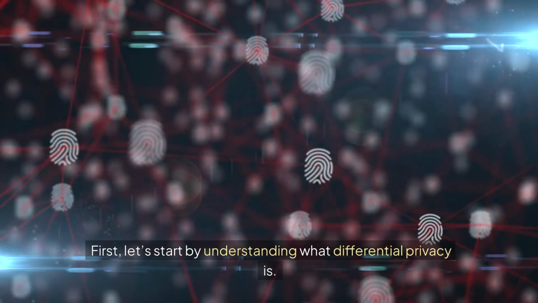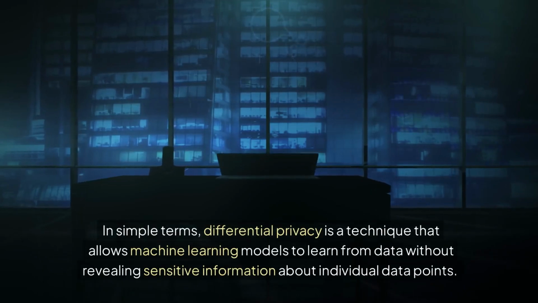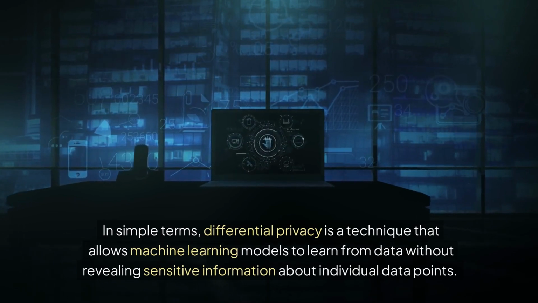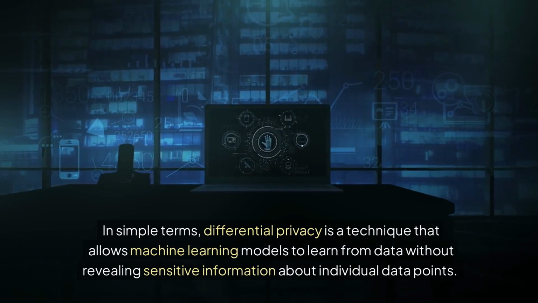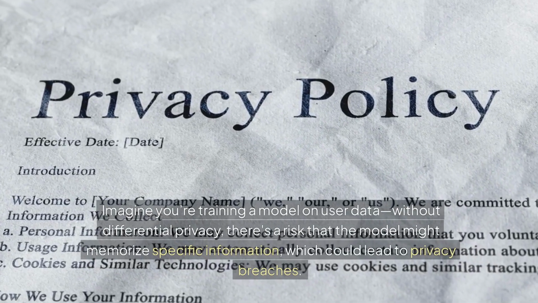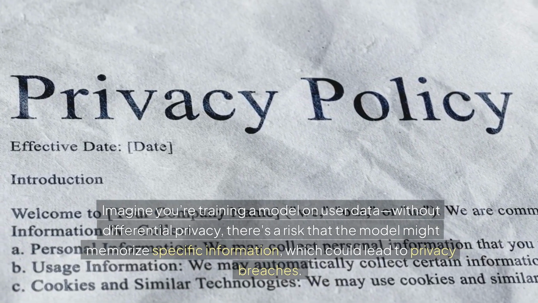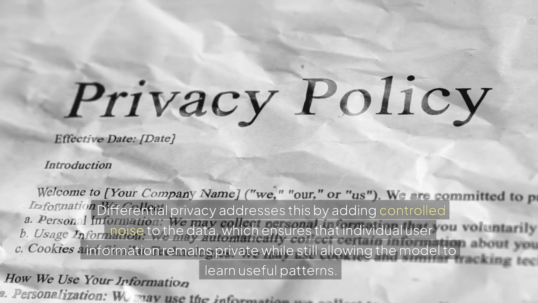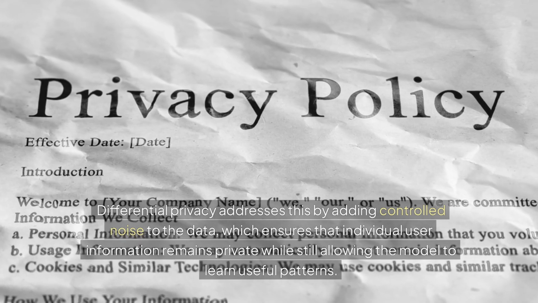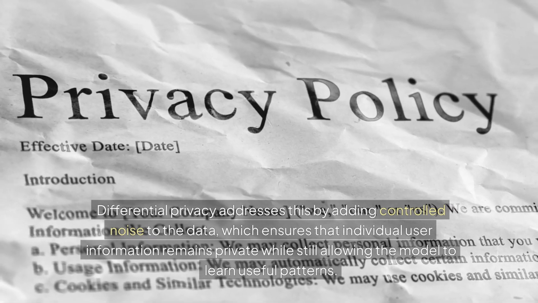First, let's start by understanding what differential privacy is. In simple terms, differential privacy is a technique that allows machine learning models to learn from data without revealing sensitive information about individual data points. Imagine you're training a model on user data. Without differential privacy, there's a risk that the model might memorize specific information, which could lead to privacy breaches. Differential privacy addresses this by adding controlled noise to the data, which ensures that individual user information remains private while still allowing the model to learn useful patterns.